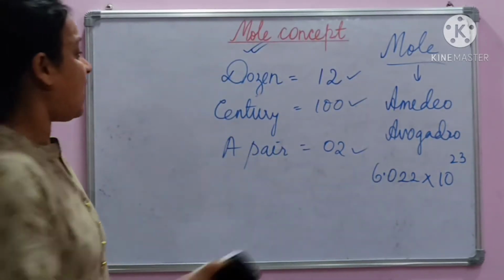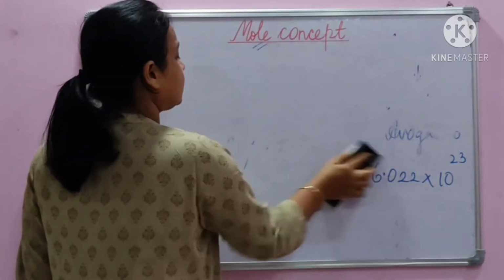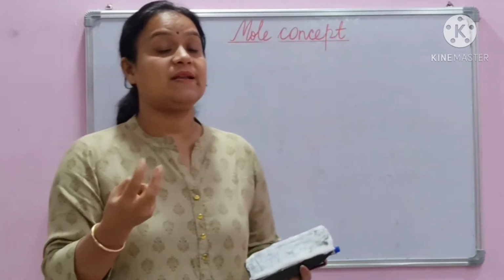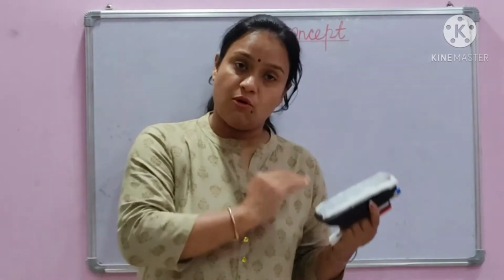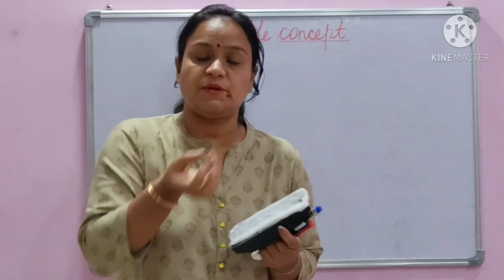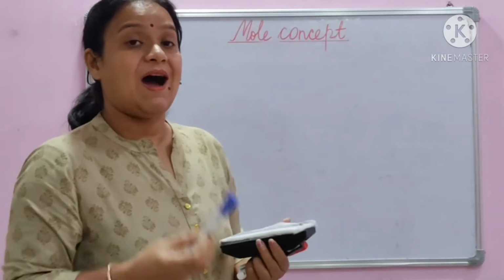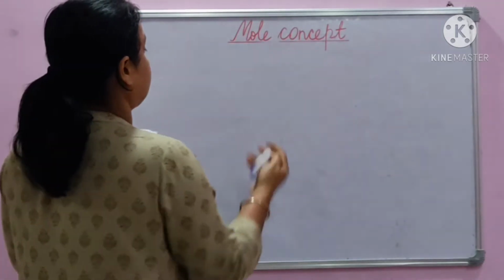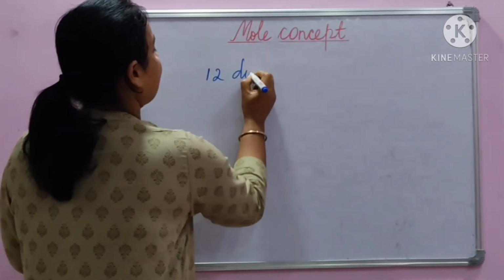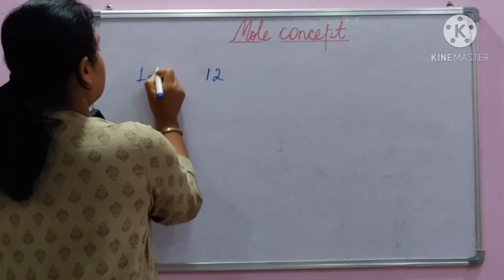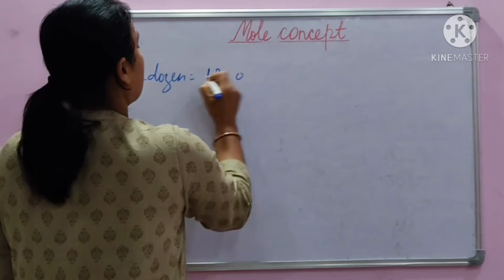Say, for example, if I talk about a dozen of oranges. Now, this dozen of oranges, when we say, it will give us two ideas. One is the number of oranges and second is the mass of oranges. So, this mole is also in a way a relation between number of items and mass of items. Say, for example, if I say I have 1 dozen oranges, that means how many oranges I have? I have 12 oranges. 1 dozen orange is equal to 12 oranges.